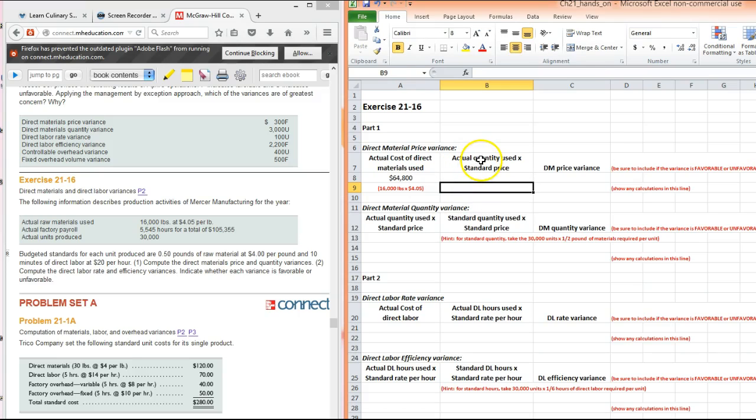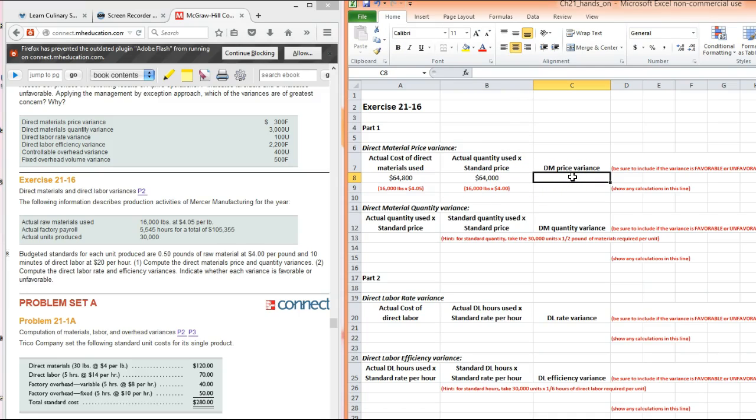Next thing it wants is the actual quantity times the standard price. So my actual quantity comes from here, which is the 16,000 pounds, and my standard price comes from my standards down here, and my raw material price is $4 per pound. So I'm going to take my 16,000 pounds times $4 as my standard. So now I have 64,000.